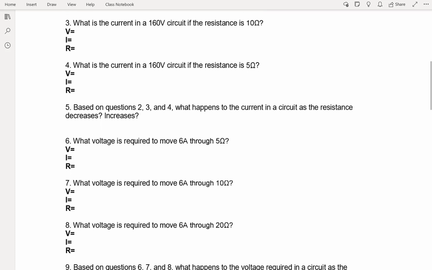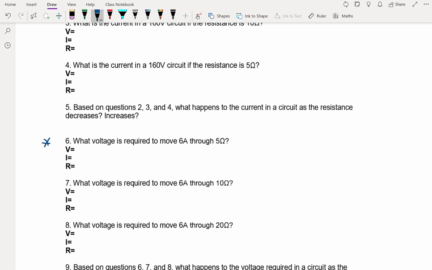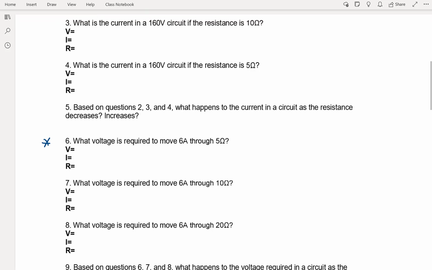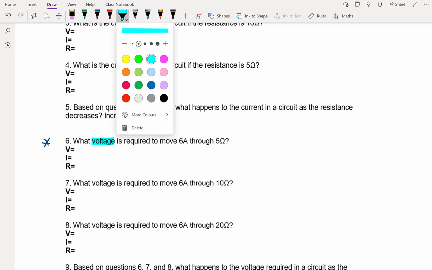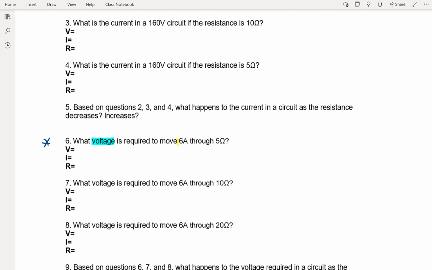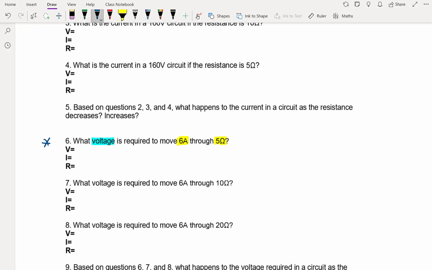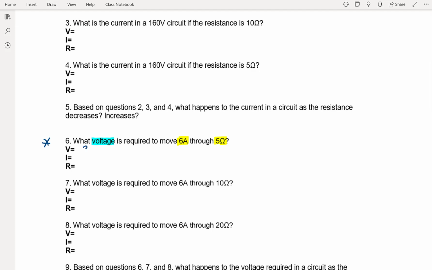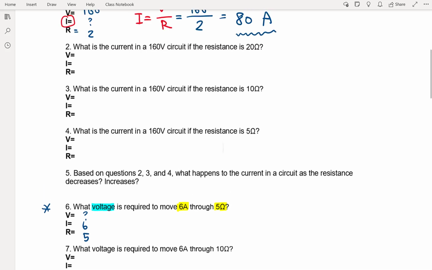Then I do number 6. Let's read the question. We want to find the voltage, so voltage is the subject. And what do we know? Moving to 6a, this is the current, and we have the 5 ohms resistance. We don't know voltage, the current is 6 amp, and the resistance is 5 ohms. So we want to know the voltage, and how can we find it?